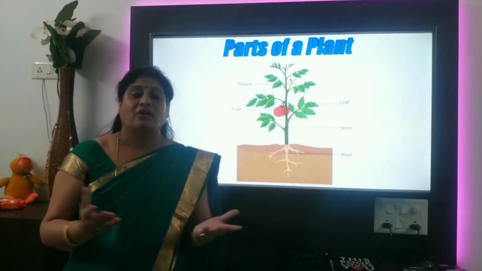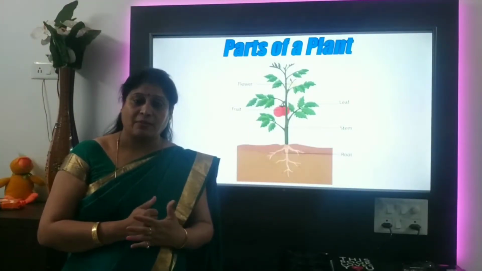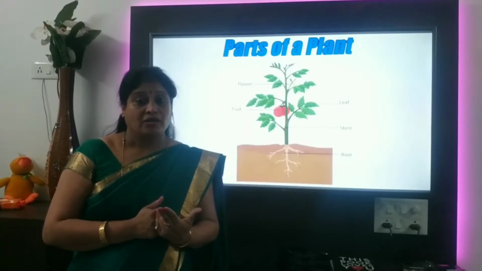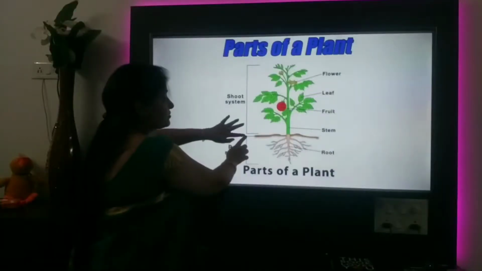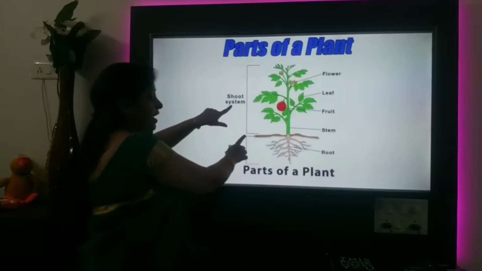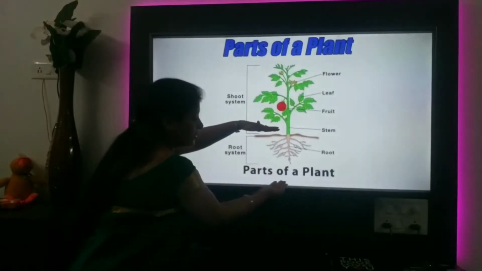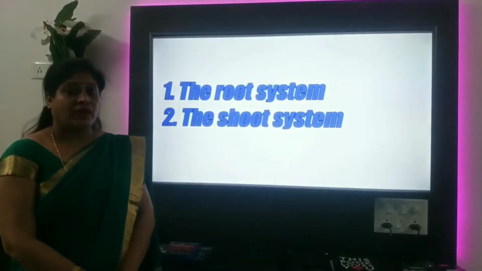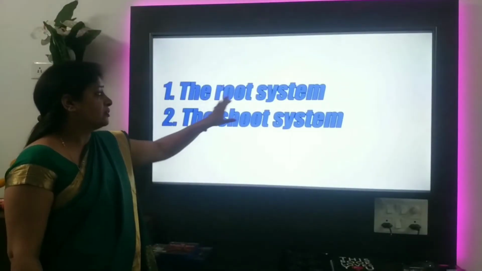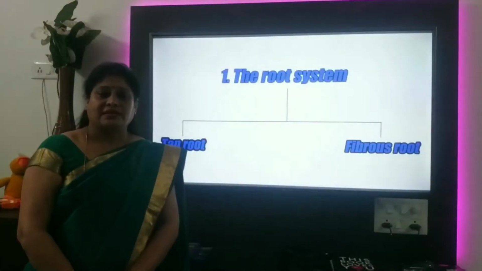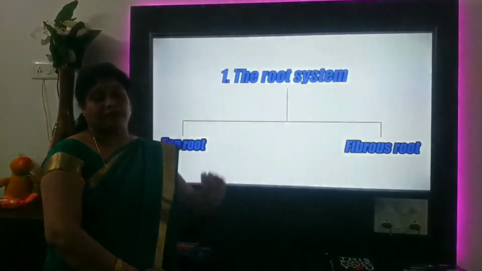Children, plants are all around us. Some plants are big, some plants are small. There are two main parts of the plant. Parts which are above the ground are called shoot system, and parts which are below the ground are called root system. So, we are going to learn about the root system and the shoot system. So, we'll start the root system.